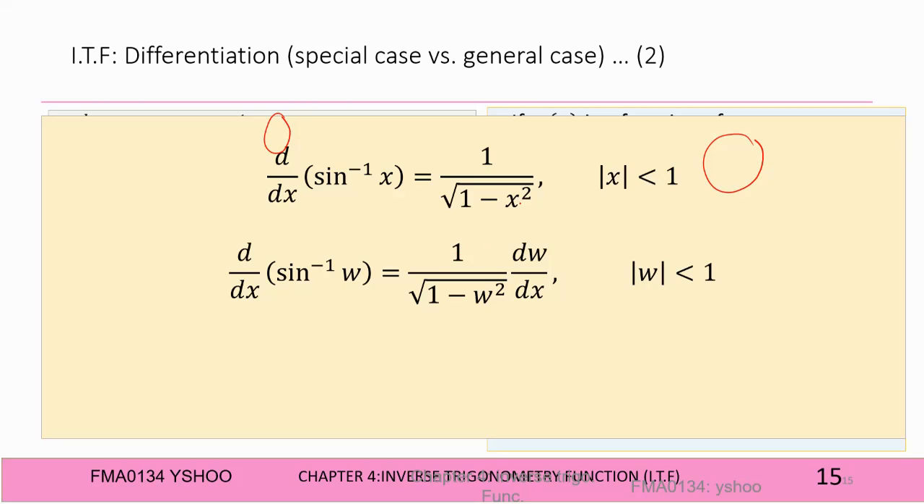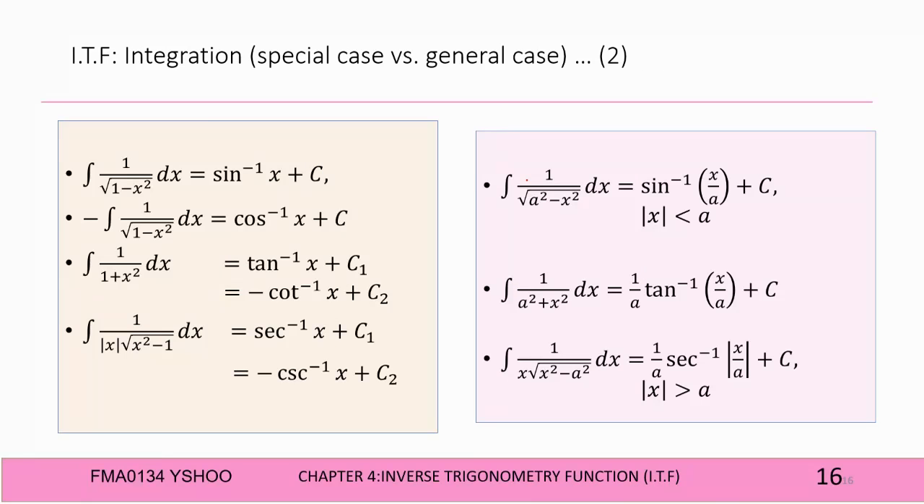So exactly the same, the x you replace by w squared, but you have a dw over dx. The rest of it is the same. And then for integration, remember this is a square, this is 1, so that's why you're going to have x over 1. This is our special case.